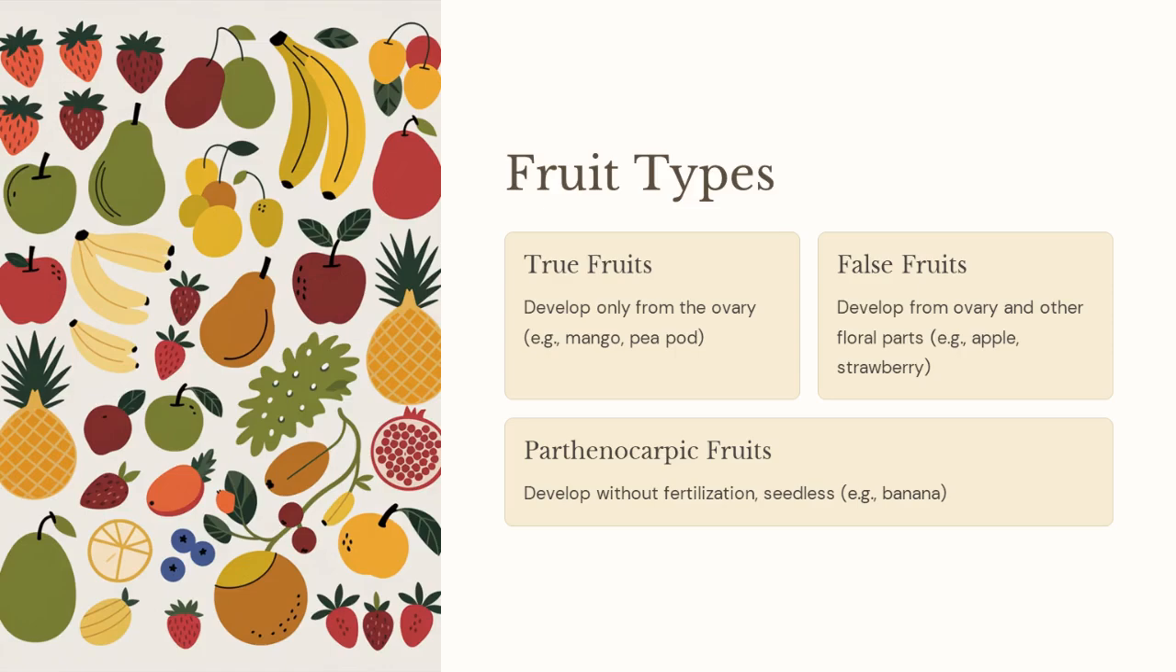Fruits can be categorized into true fruits, false fruits, and parthenocarpic fruits. True fruits develop only from the ovary, like mango. False fruits develop from the ovary and other floral parts, like apples. Parthenocarpic fruits develop without fertilization, resulting in seedless fruits like bananas.